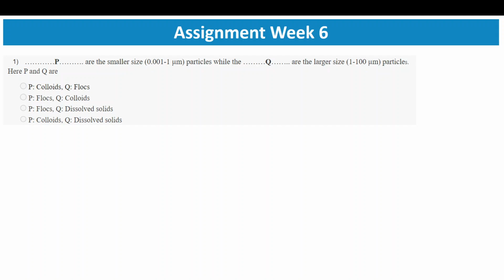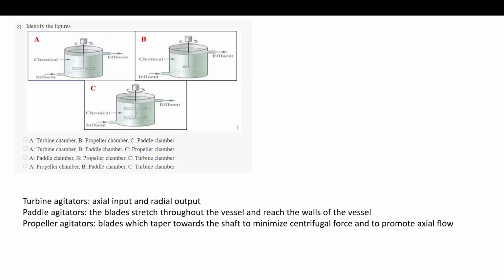So dash are the smaller size particles, while dash are the larger size particles. Here the size ranges are given. Smaller size particles are colloids, which usually have this size range, while flocks have bigger size, formed by aggregation of more colloids coming into contact to form bigger particles, usually known as flocks. So the correct answer here is colloids and flocks.